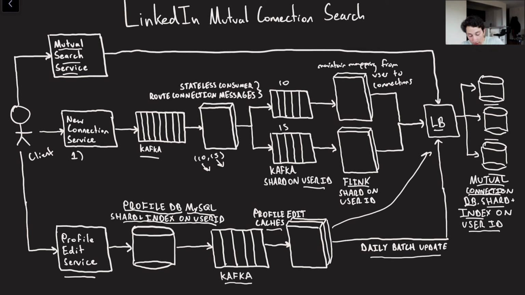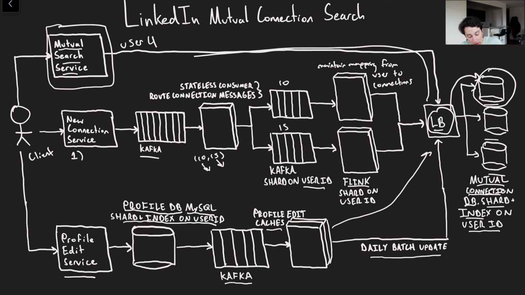The way that we would go ahead and fetch our data for our mutual search service is, let's say we want to see it for user 4. That's going to hit our load balancer over here. It's going to route us to the correct database node. We're going to run our query on this particular node, and then of course we're going to return all of our data right here and back to our user.